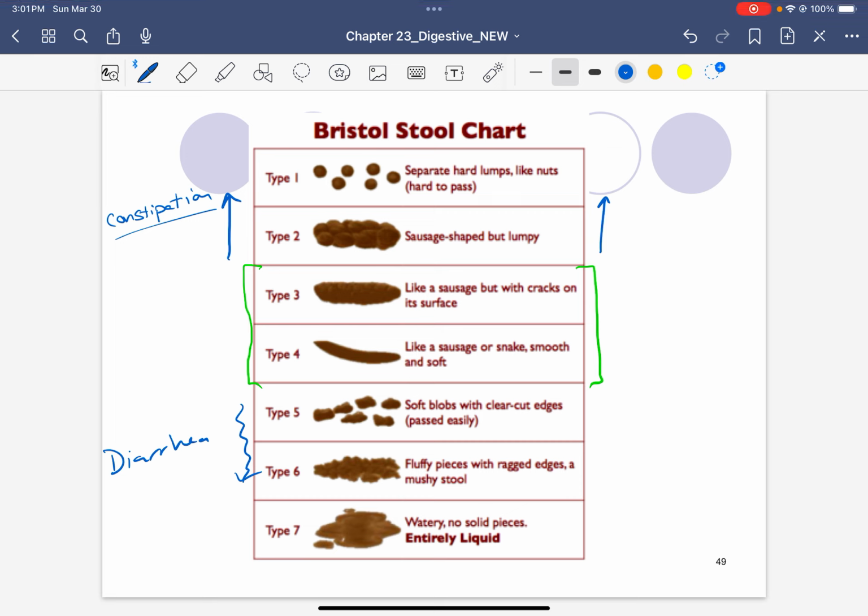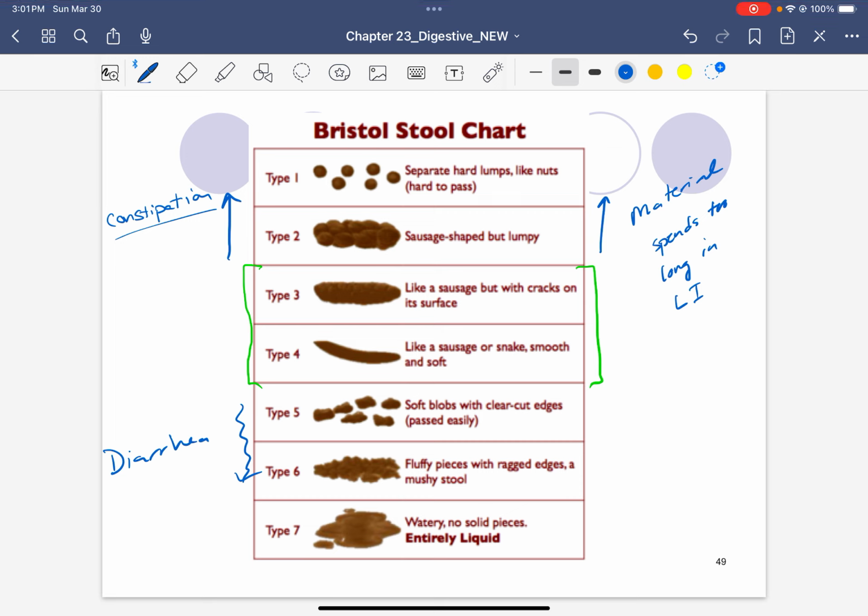I'm just going to say material spends too long in large intestine. So if stuff is spending too long in large intestine, if the transit time is even slower, what's happening is too much is being reabsorbed. If things spend too long in the large intestine, it gives extra time to reabsorb water. And that's why the poop gets firmer, because it spends too long.